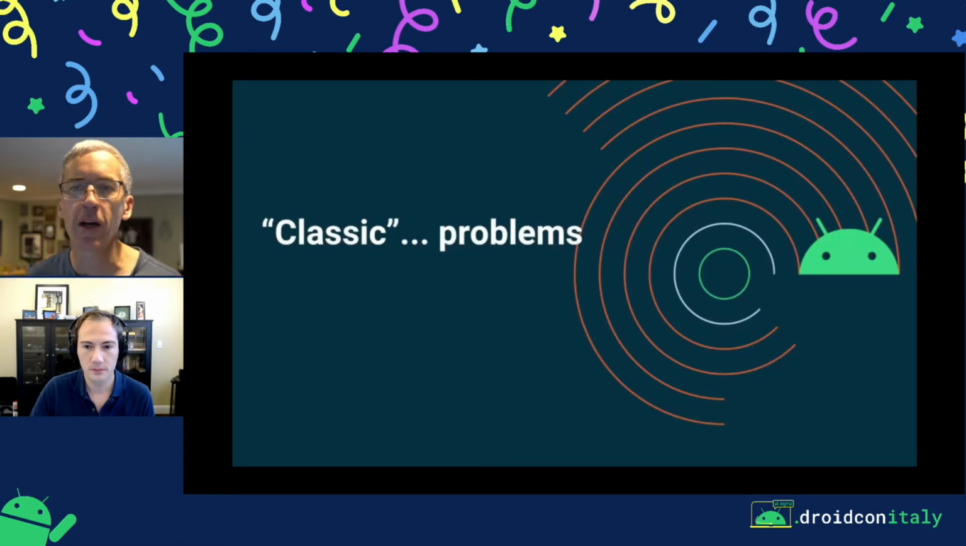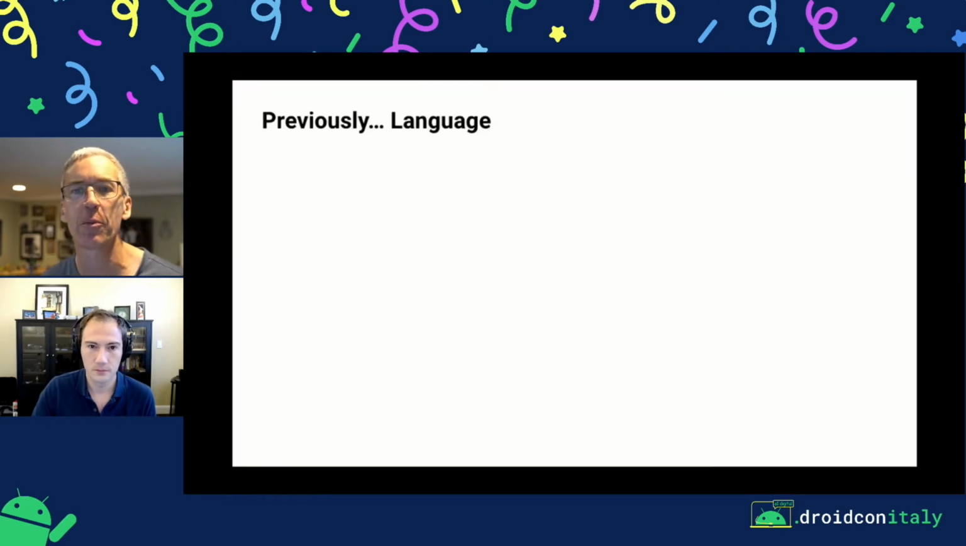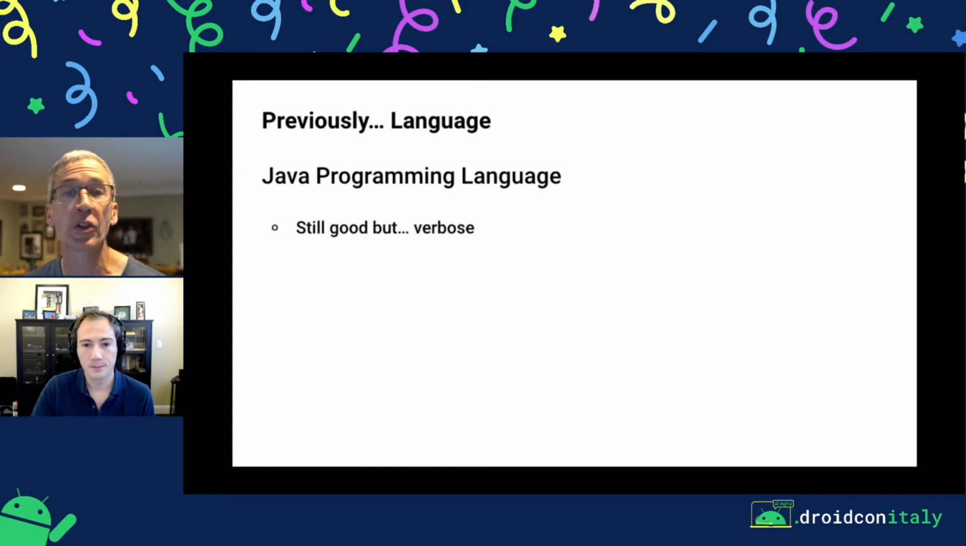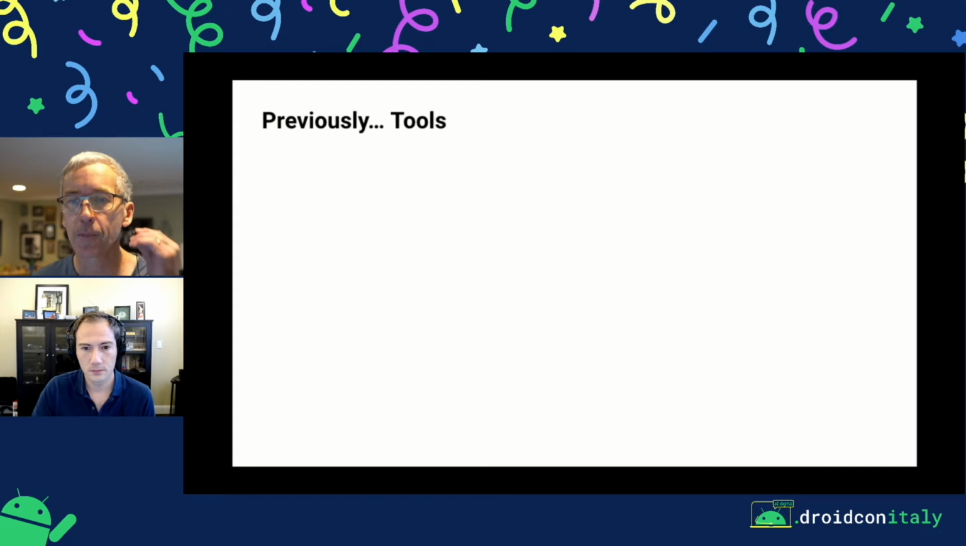All right, so now let's talk about some of the problems that came from these classic development patterns that we used back in the day. On the language side, as I said, we had the Java programming language. It's still a great language, but it is verbose, especially compared to newer languages that have come out in the last few years.